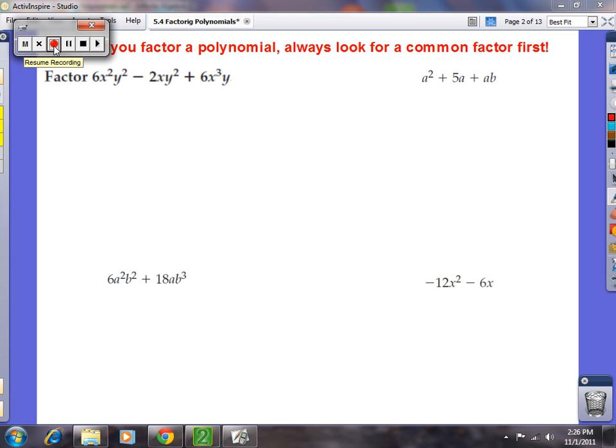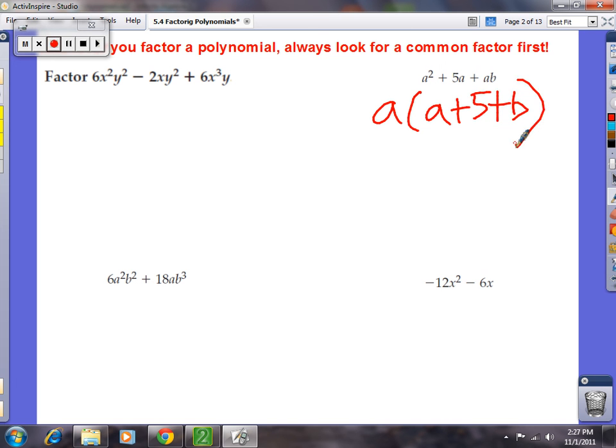Alright. The greatest common factor of all these is a. And then you know that a times a is going to be a squared, plus, and then a times 5, and then that's good.